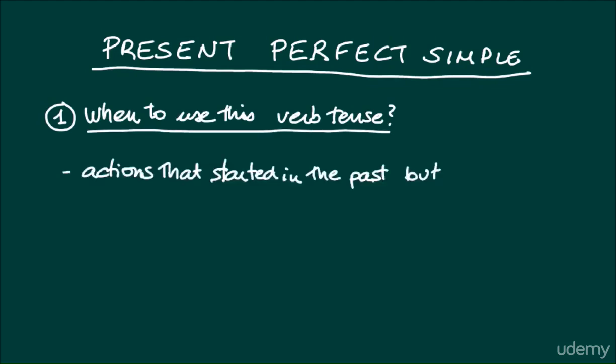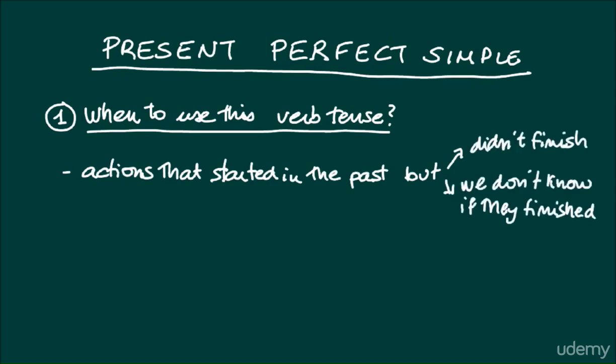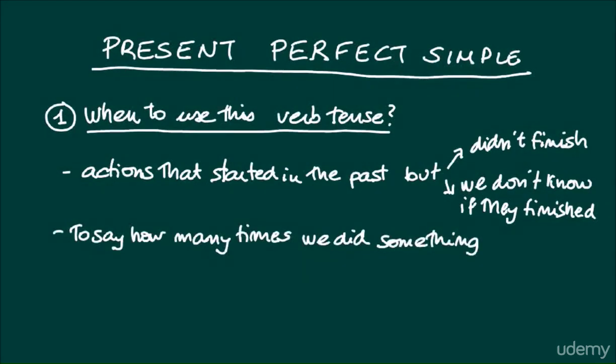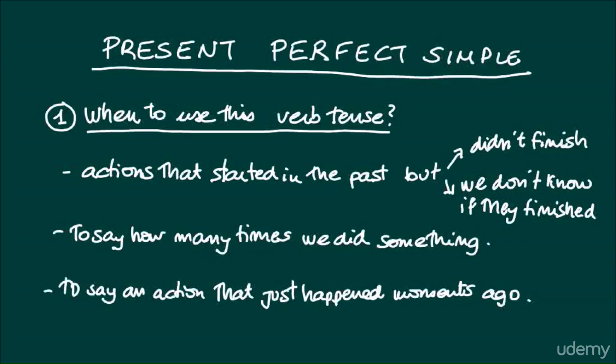We use the present perfect simple tense to talk about actions that started in the past but didn't finish, or we don't know if they finished, to say how many times we did something in our lives, or to say an action that just happened moments ago.